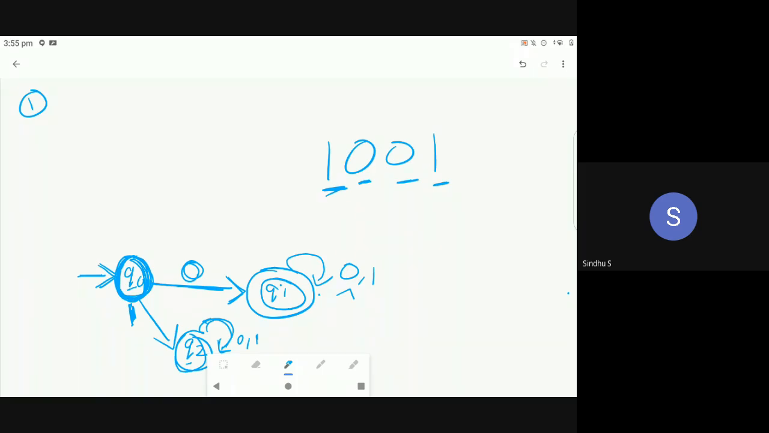So till the end of the string, it remains in the same state, and just check whether the state it is remaining in is a final state or not. Is Q2 a final state? No, ma'am, Q2 is not a final state. So what does it mean? It is not accepted. So 1001 will not get accepted because it starts with 1. Fine. Any doubts? We are going to see more examples in constructing deterministic finite automata. This is just a simple example.